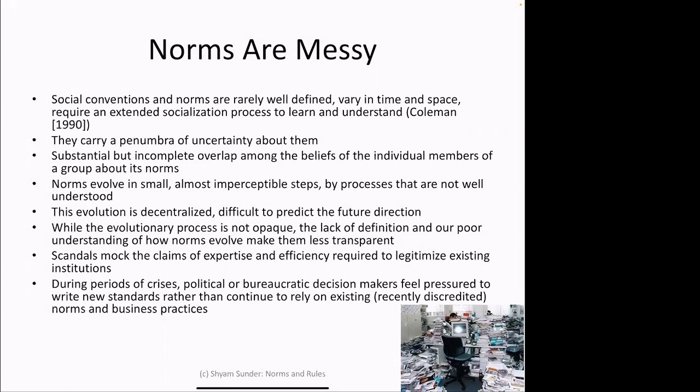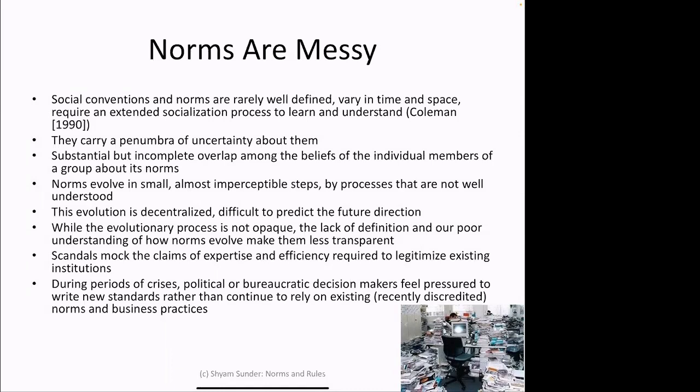So, norms are not transparent. They are messy. We cannot track them down so clearly. They're not very well defined. They're not written down. They evolve in small, imperceptible steps, which are not well understood. Evolution is very decentralized, and it is difficult to predict its direction. And while it's not opaque, it does lack much definition.